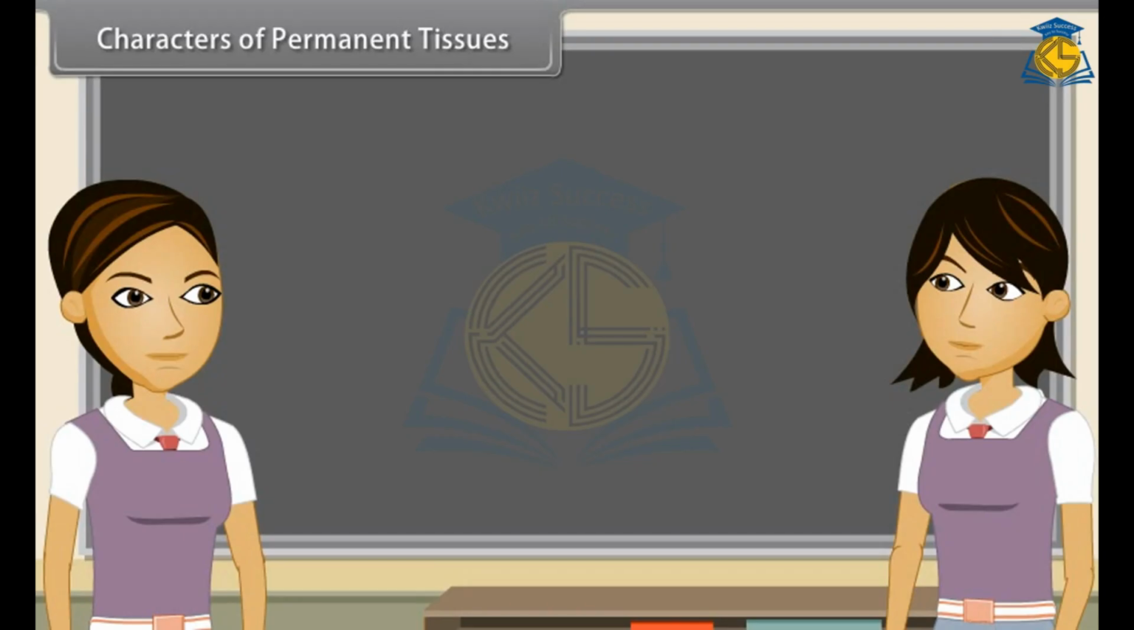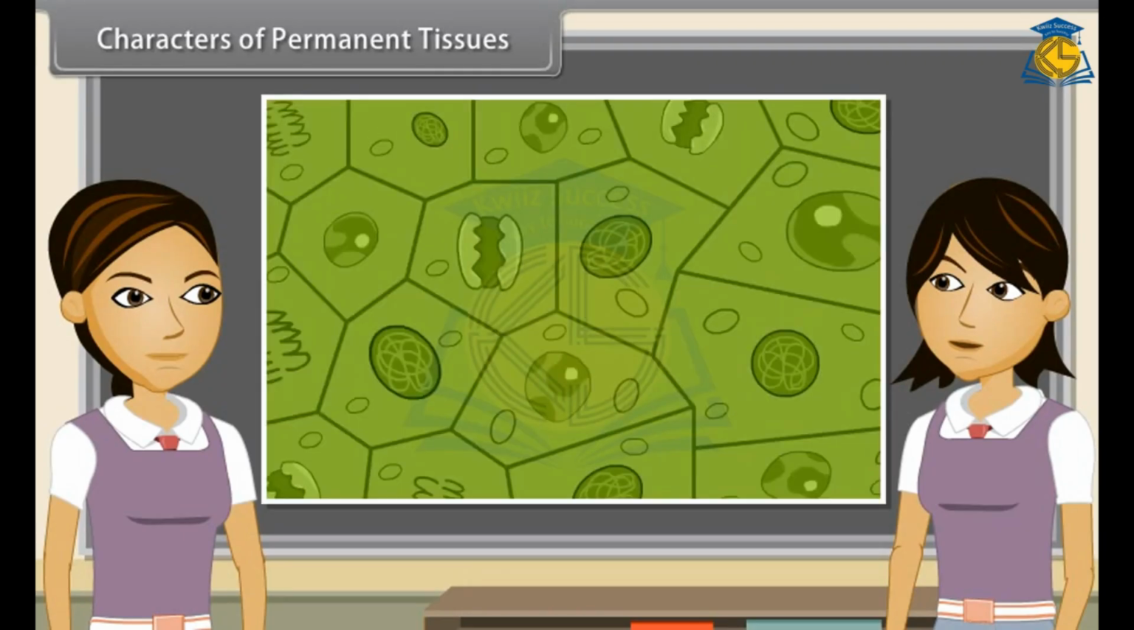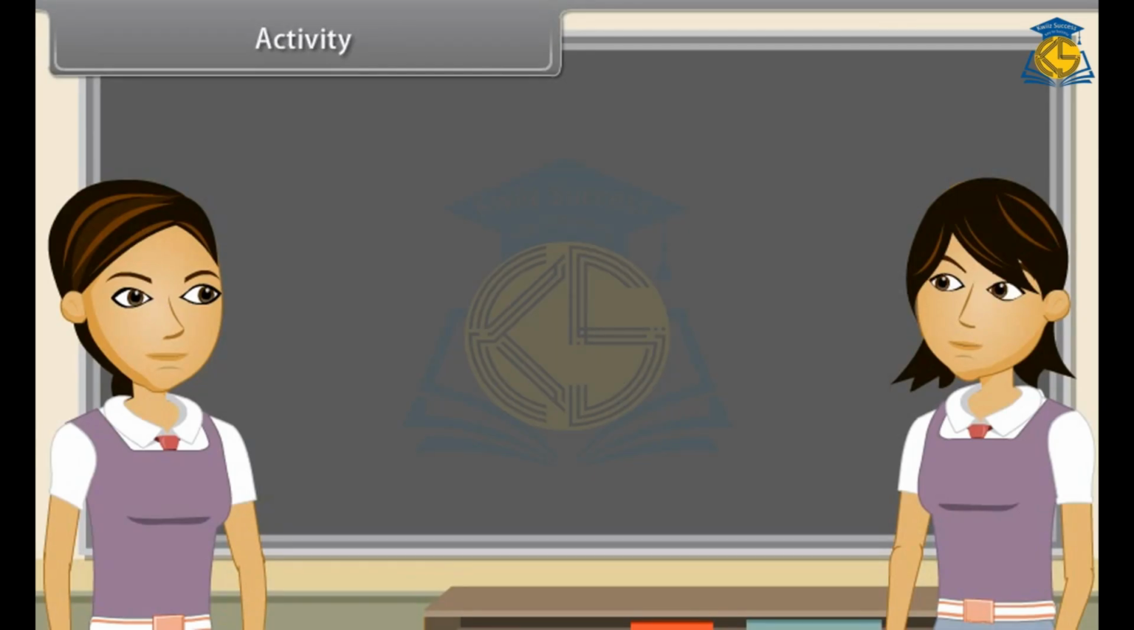Characters of permanent tissues. In permanent tissues, cells are thin or thick-walled, living or dead, and mature. The shape of permanent tissues may be oval, rounded, polygonal, or elongated, fiber-like. They have intercellular spaces. Cytoplasm is vacuolated. Because they have lost the power of division, they do not help in growth. Activity.